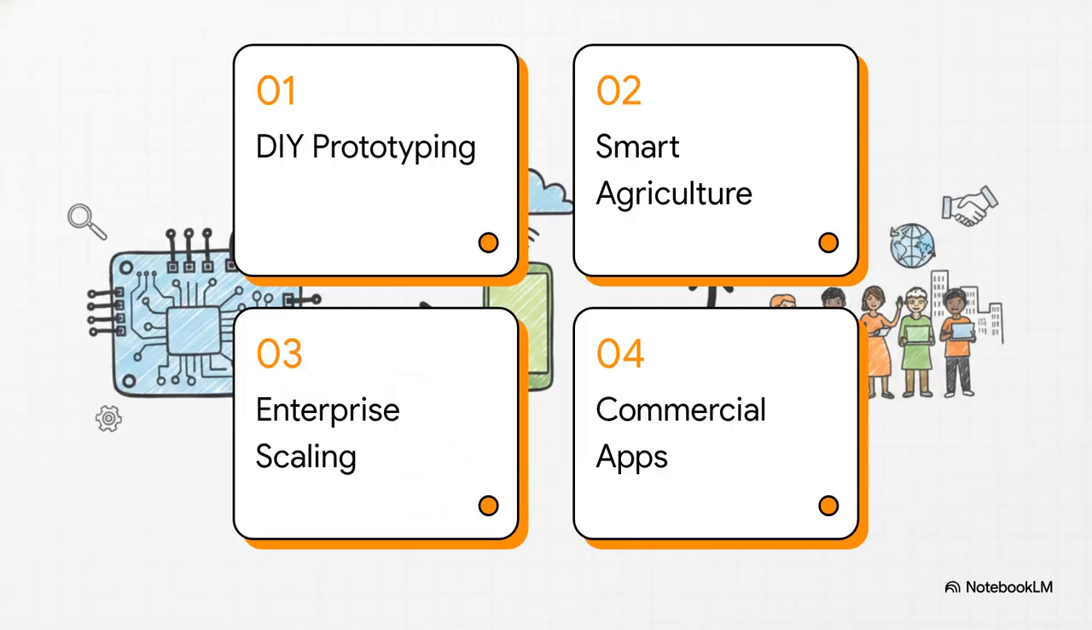So, here's our roadmap for today. First up, DIY prototyping with the ESP8266. Then, we'll see that tech applied to IoT in smart agriculture. After that, we'll tackle the enterprise scaling challenge. And finally, number 4, we'll look at commercial apps, specifically one called SplitBlink. Basically, we're moving from micro hardware tutorials to macro commercial software.